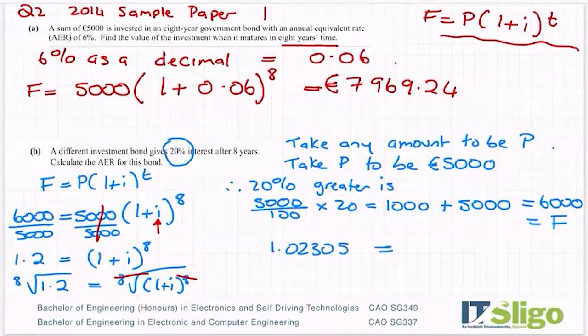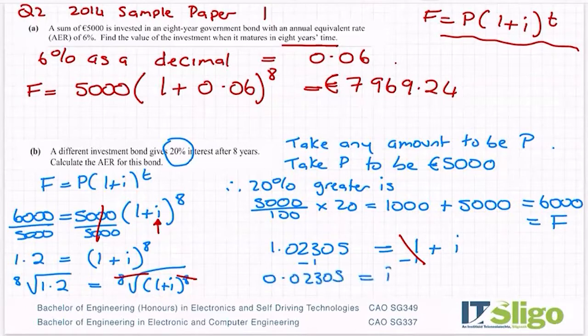1.02305 is equal to 1 plus I, because the 8 root and the 8 cancel, so you're left with just 1 plus I in the middle. That's why we did 8 root, to get rid of that. Subtract 1 now from both sides. So minus 1 on your calculator, and you get 0.02305 is equal to I.